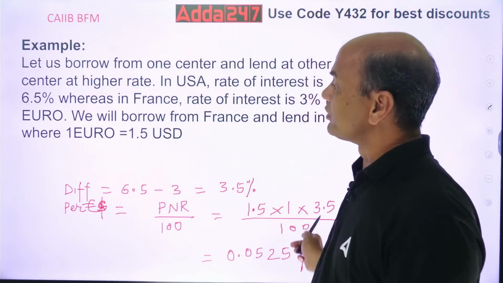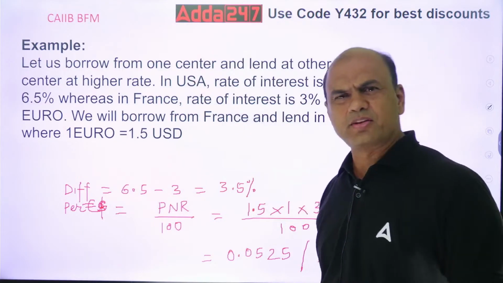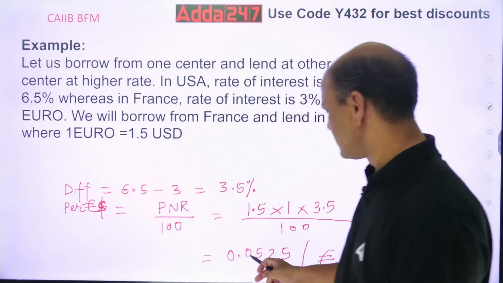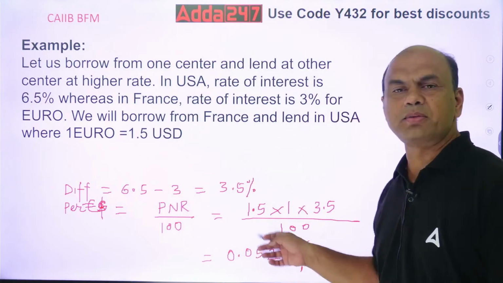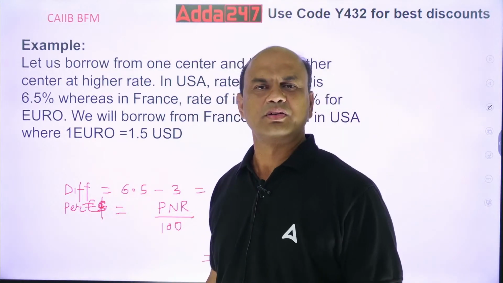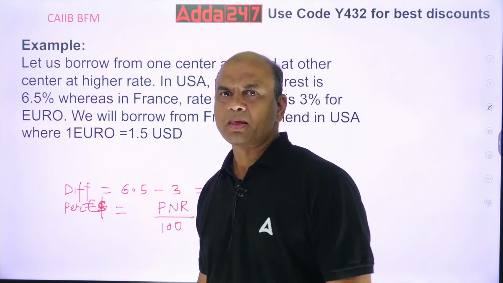0.0525 per euro. But is it given how many euros? No. If they give you, let's say, 1000 euros, then multiply it with 1000. If they don't give you anything, leave it. So here it's over. This is how you will be solving.